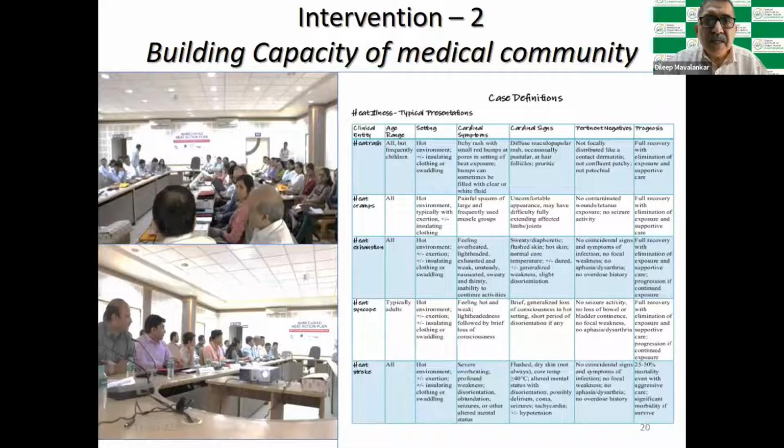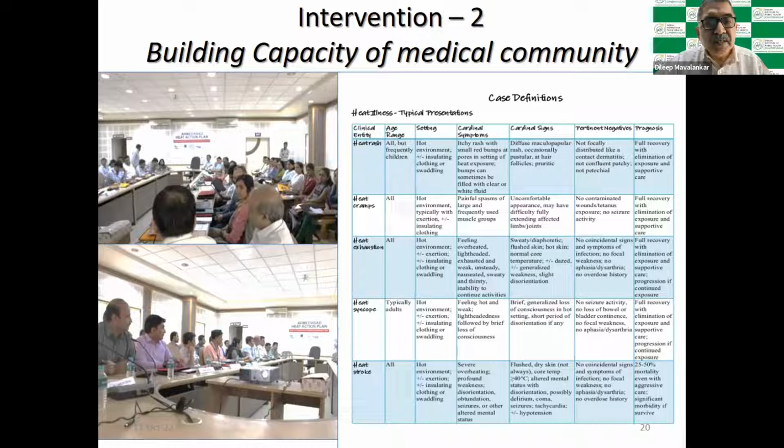Second was building the capacity of the medical community. In the medical curriculum, heat wave and heat stroke, etc. are taught. But when we found out in 2010, when a real major heat wave came, the hospitals were struggling to treat heat wave cases.